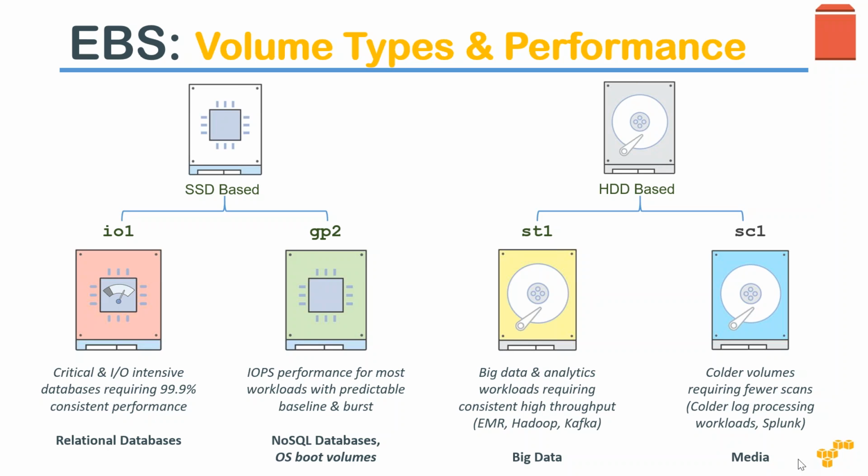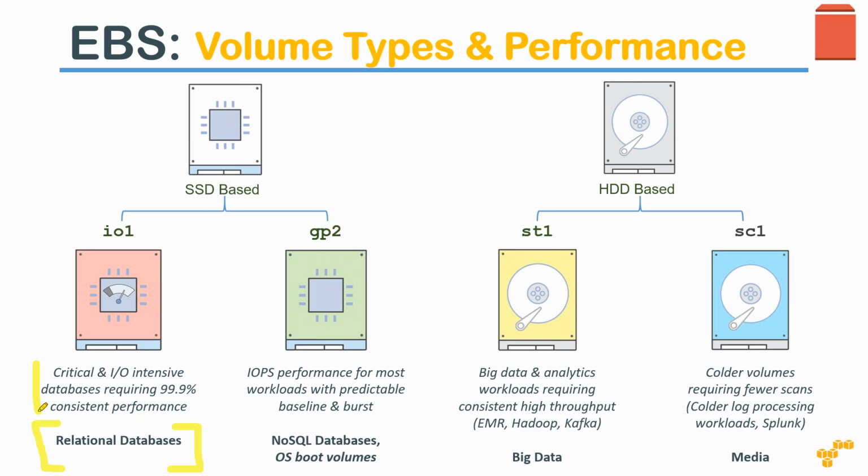So if you are having a workload which is running a relational database, then Amazon recommends you to choose one of the IO1 disks, because for critical IO sensitive databases requiring that much consistent performance, that is the disk ideal for you. So in other words, if you have a workload and if you know the workload's IO operations per second requirement, then you can choose the disk accordingly.